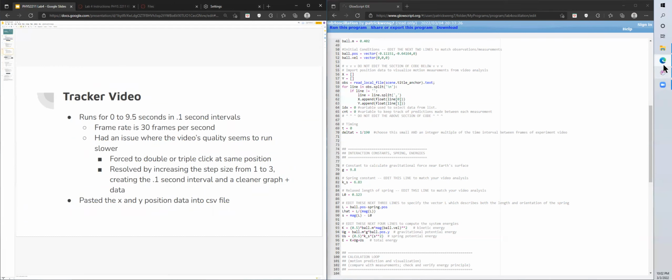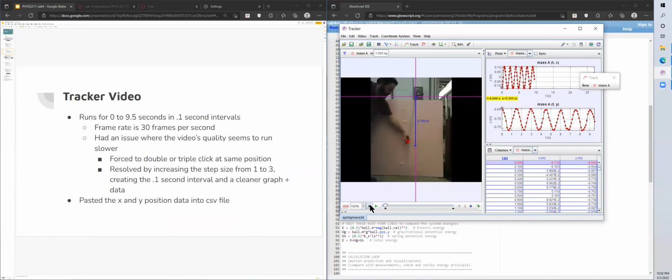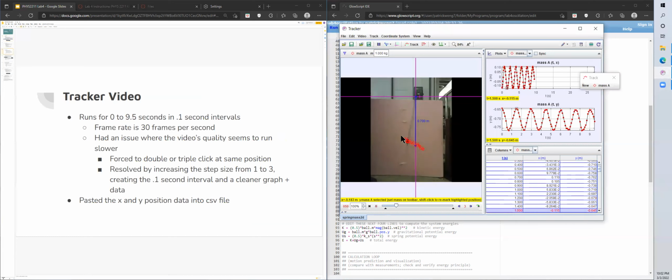So first, let's look at the tracker video. Here it is. So from the beginning, and here we can watch as the data is tracked. Here is the graph that is created. You can see it clearly oscillates. And here is the X position and the Y position data. So it runs from 0 to 9.5 seconds in 0.1 second intervals. As you can see here, 8.7 to 8.8 and so forth.